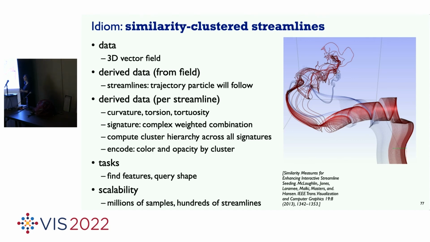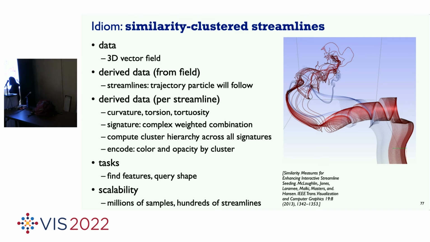Here's a nice example of deriving data where we have a number of steps along the way, and we start to see some of the complexity of these kinds of things. The specific idiom is similarity clustered streamlines. Let's decompose this and understand what's going on. Let's say that we have one of these three-dimensional vector fields, a very large volume of space. We've got data at every single one of these points. Well, if we just drew it all, it would be incomprehensible. We have to do something smarter.